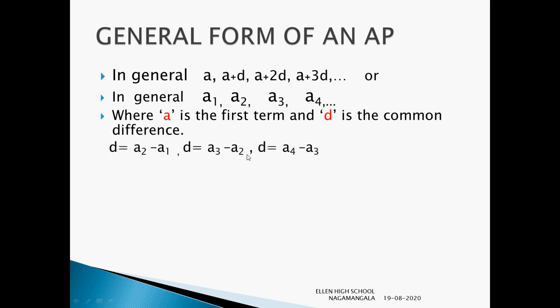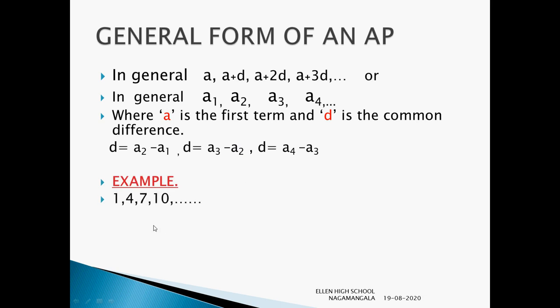See here, how can we calculate d? The common difference d is calculated by second term minus first term, or third term minus second term, or fourth term minus third term. Second term minus first term is d, which is also equal to third term minus second term, and fourth term minus third term, because d is the common difference, a fixed term. So in every AP, d has to be the same.